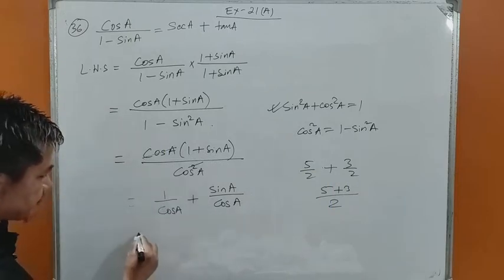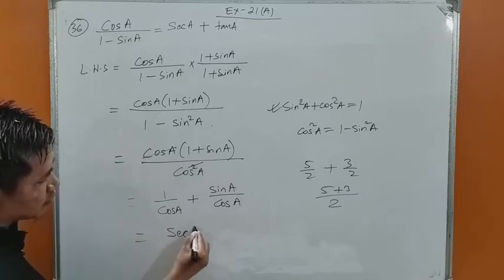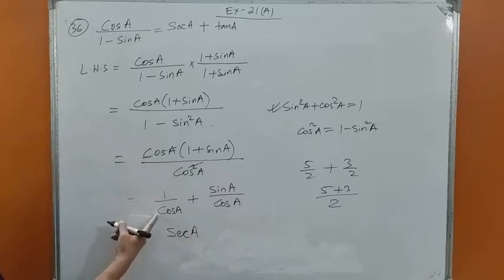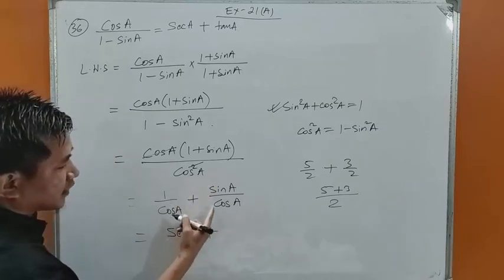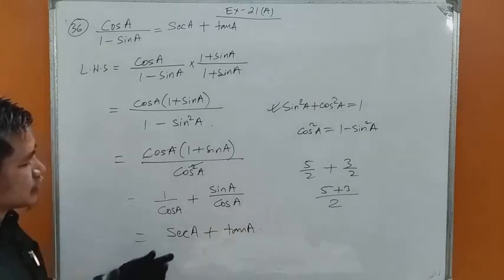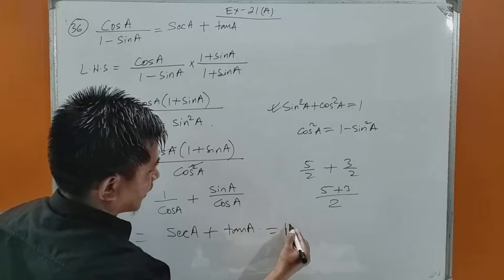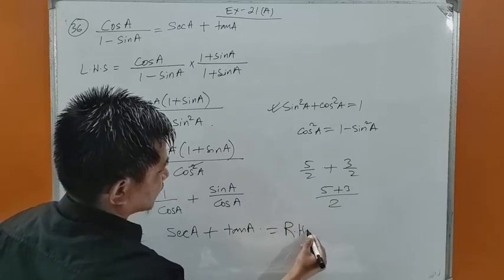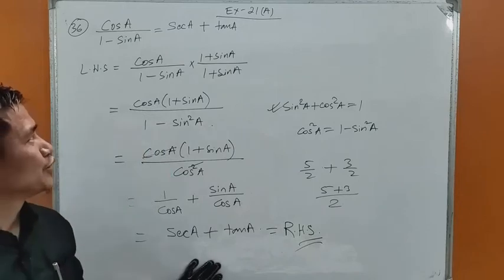So 1 upon cos A is sec A, isn't it? 1 upon cos A means sec A, plus sin A upon cos A means tan A. We know the formula. So this is what we have in the right hand side: sec A plus tan A equals RHS. Hence proved. Okay, I hope you are getting me. Now let's go to the next question.